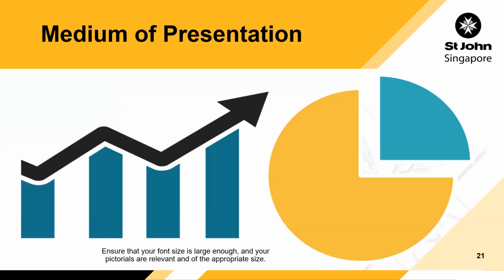Over here, we can see that the medium of presentation is the pictures, but the main focus of this slide is actually the words at the bottom, ensuring that your font size is large enough and your pictorials are relevant and of the appropriate size. The pictures become the first thing you see because they are so big, and the words become the last thing that you see, simply because it's too small, even though it is the most important message.